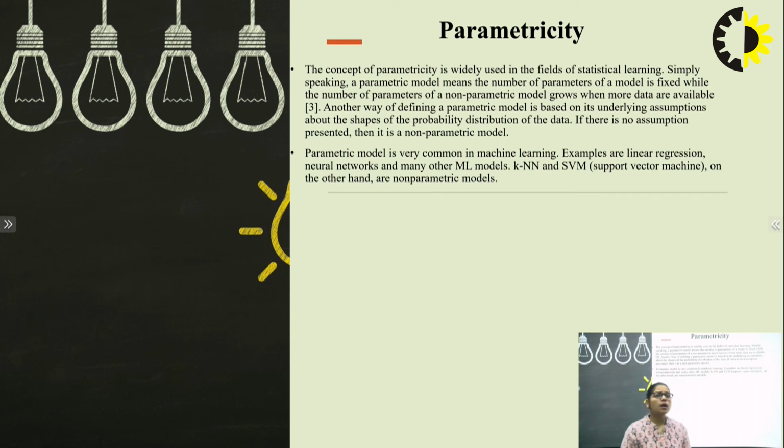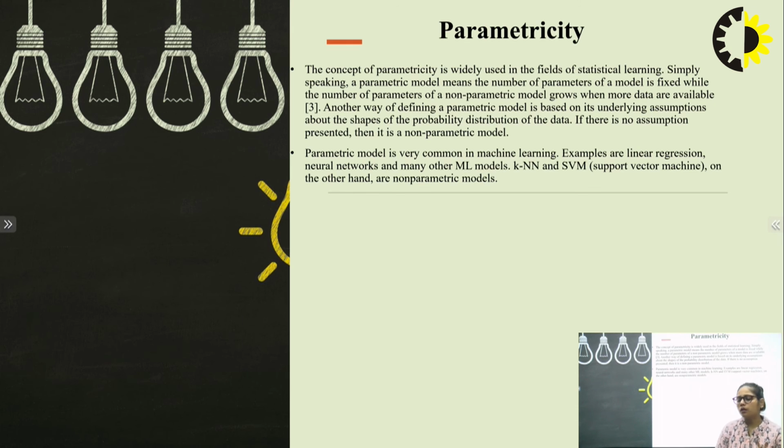Now the next is parametricity. The concept of parametricity is widely used in the field of statistical learning. Simply speaking, a parametric model means the number of parameters of a model is fixed, while the number of parameters of a non-parametric model grows when more data are available. Another way of defining a parametric model is based on its underlying assumptions about the shape of the probability distribution of the data. If there is no assumption presented, then it is a non-parametric model.